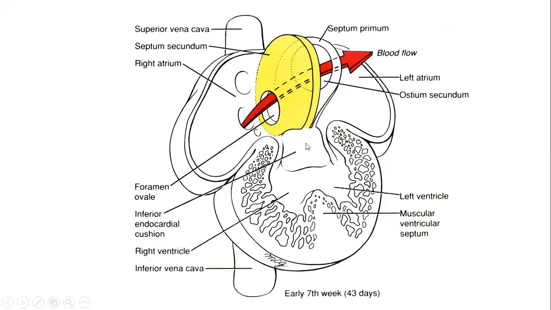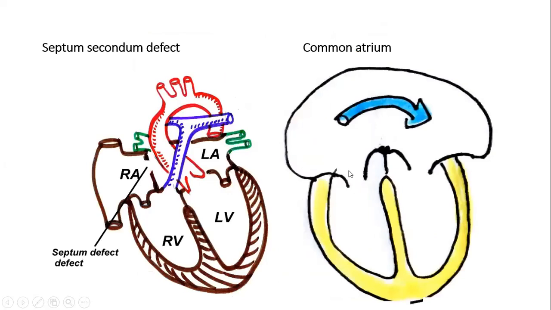Here, if you see, these are the inferior endocardial cushions. This is the endocardial cushion between the atrium and the ventricle. See the ventricles: the septum is still being developed. Still there is no development of the septum between the ventricles. We'll talk about that.